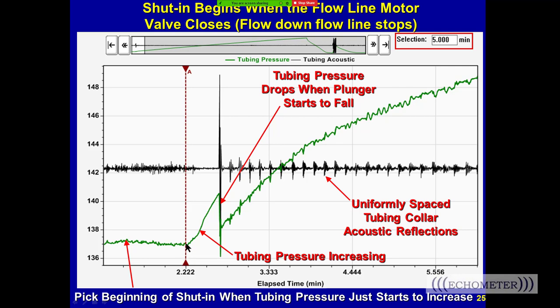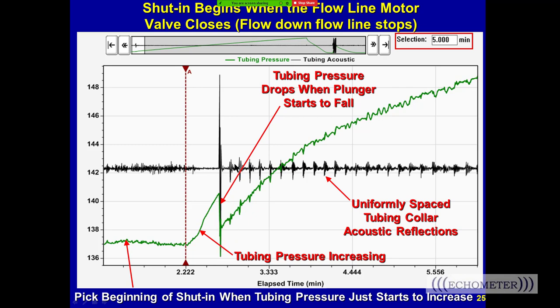Right here, the motor valve closed, and it took a short time for the pressure to build up. And once the pressure built up equal to the weight of the plunger divided by its area, which is about 3 psi, then the plunger falls out of the lubricator right there. The plunger falls out of the lubricator, and that's when it starts to fall. But really, shut-in began right there when the motor valve closed. And see, notice how it got quiet here. It gets quiet when the motor valve closes.